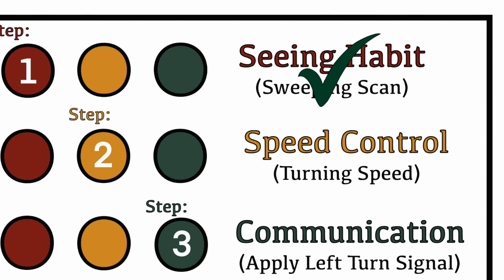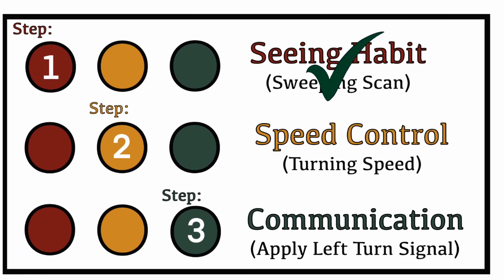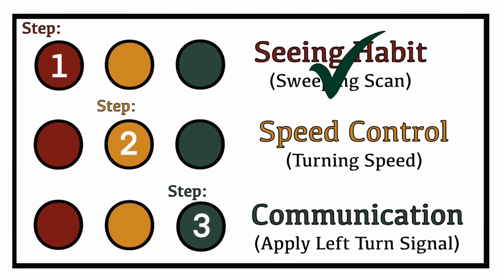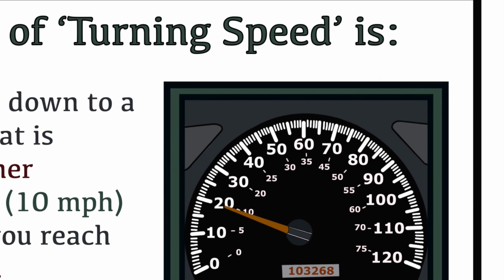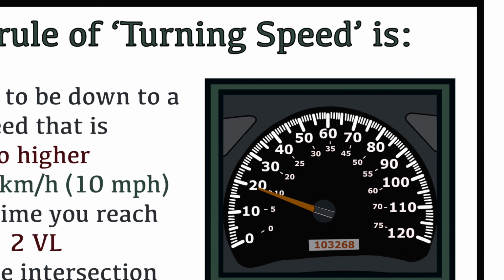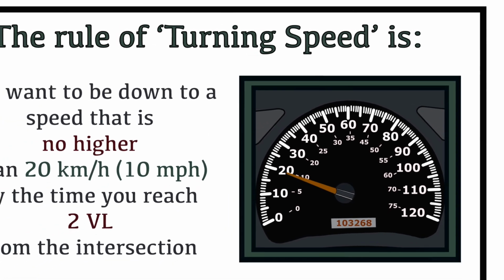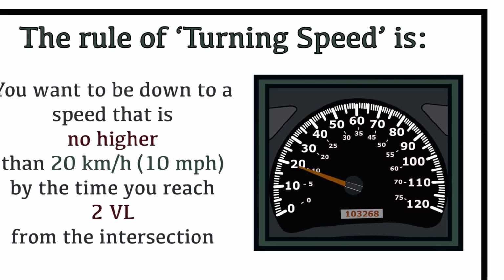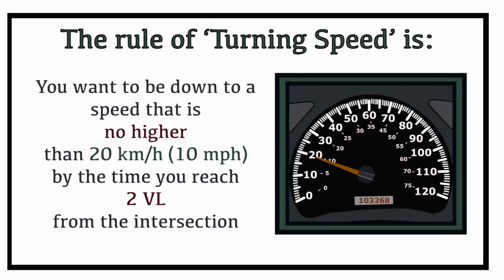Now, whenever I'm making a turn where I don't have to come to a stop first, there's something I need to prepare for called turning speed. The rules of turning speed follow the same principle as step 1 in stopping speed, so it's nice and easy to remember. You just want to be down to a speed that's no higher than 20 kilometers per hour, which rounds to about 10 miles per hour by the time you reach 2 vehicle lengths from the intersection.